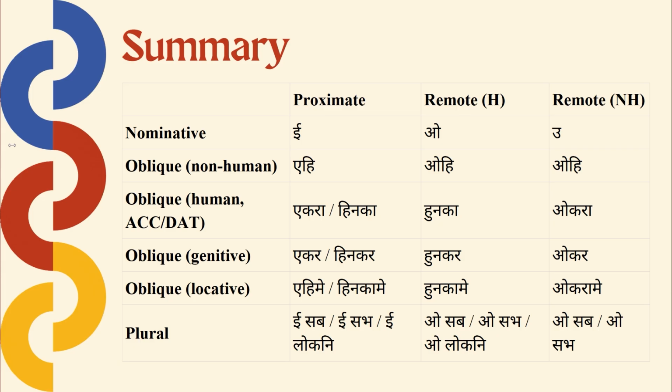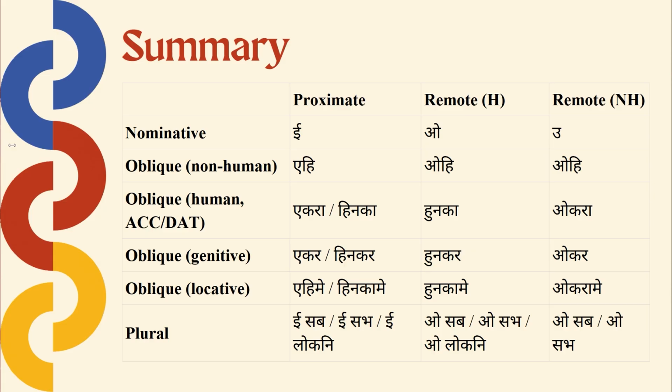Oblique locative case, when we are locating something. We'll say aime or hinka me. When we say something like hinka mein se lolio, something like that. Then the remote form will be hunka me and okra me, again depending on the honorificity. Aime and hinkame also, aime is non-honorific and hinkame is honorific. So we see that the oblique forms vary in terms of honorificity even for proximate demonstratives.